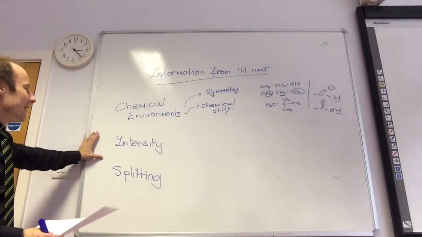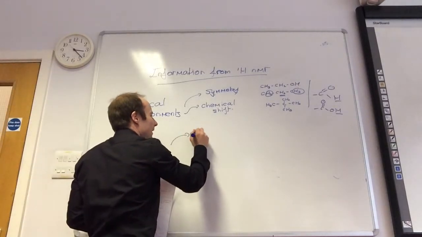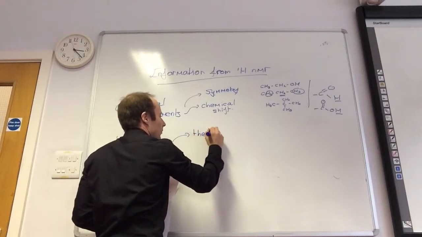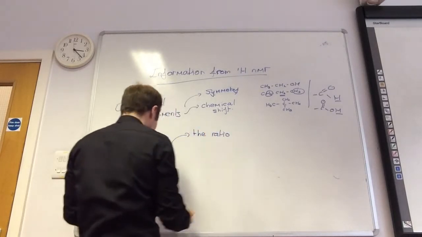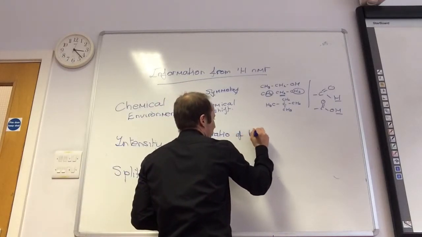The next one is intensity. Intensity tells us the ratio of protons. I'll say hydrogen.